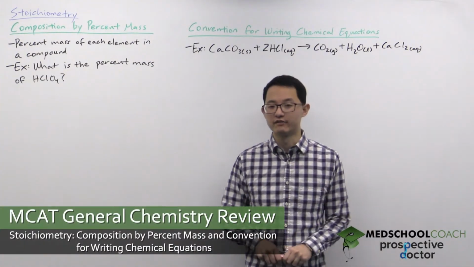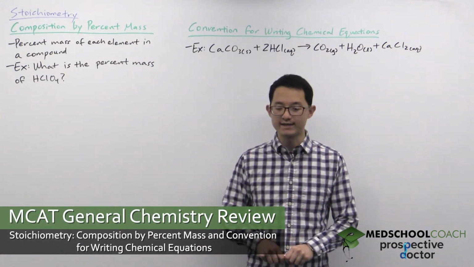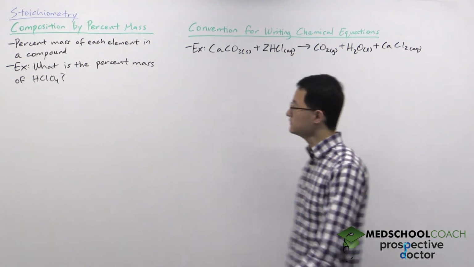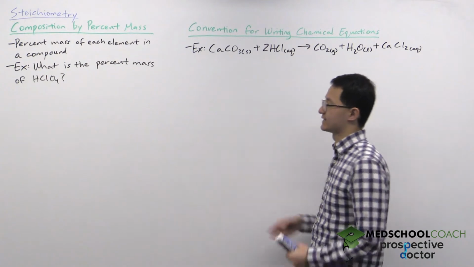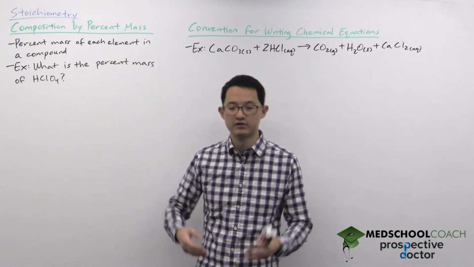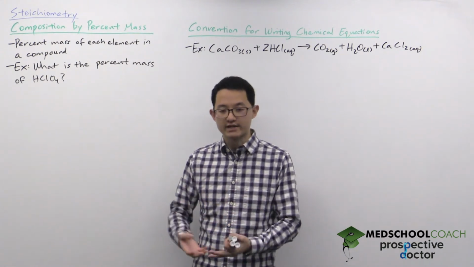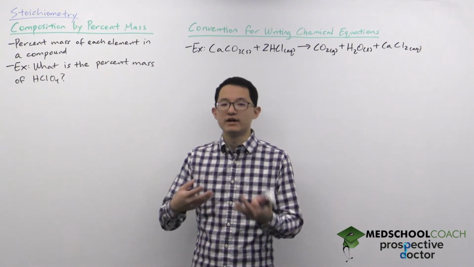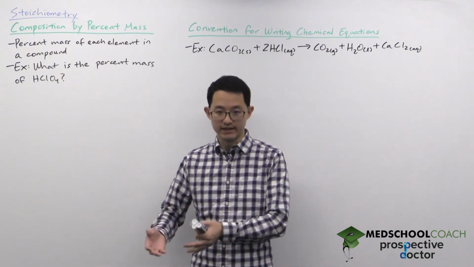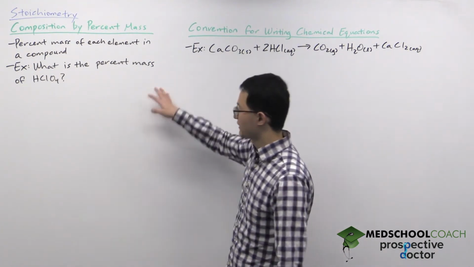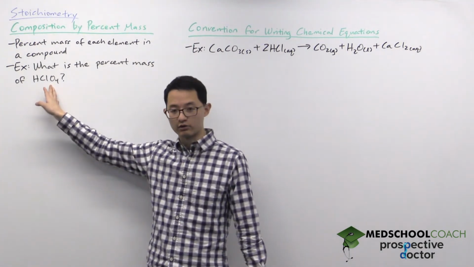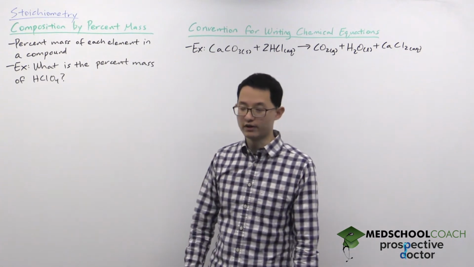In this video, we're going to go over composition by percent mass and the convention for writing chemical equations. So composition by percent mass is essentially just looking at the percent mass of each compound. So when you look at the total mass of a molecule, how much of the mass is represented by each element in the compound. So to see how this works, let's look at an example where we want to calculate the percent mass of perchloric acid, HClO4.